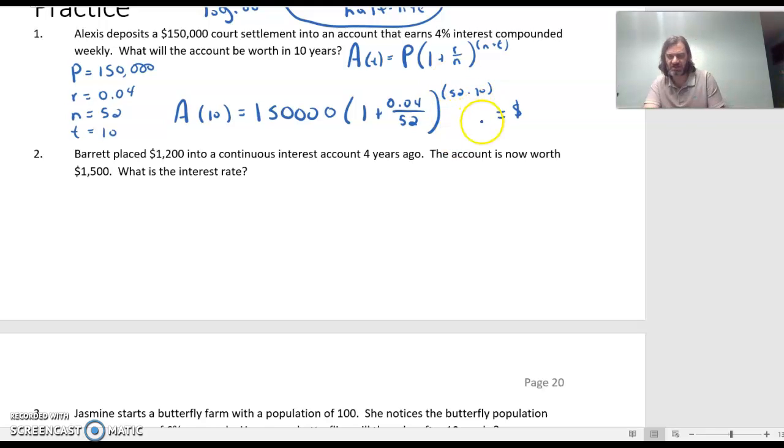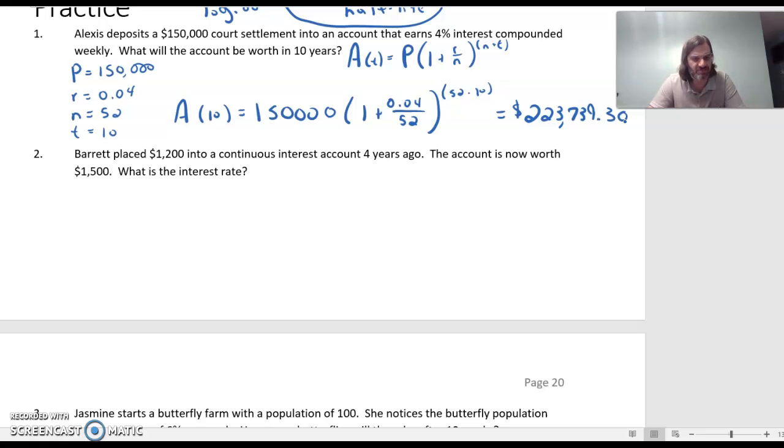Looks like I'm getting $223,739.30 when I round that off. Alright, using the right formula is important, and making sure you can put it in the calculator and get what you want is important.